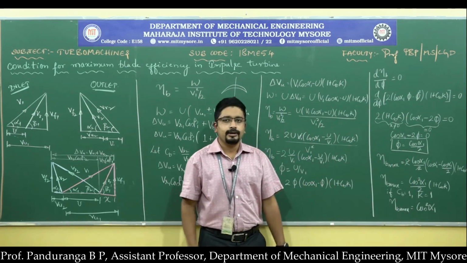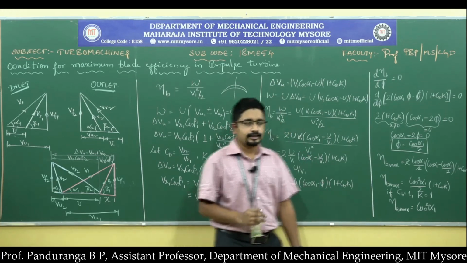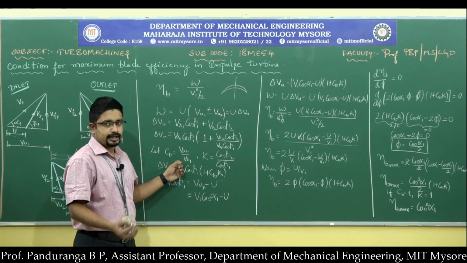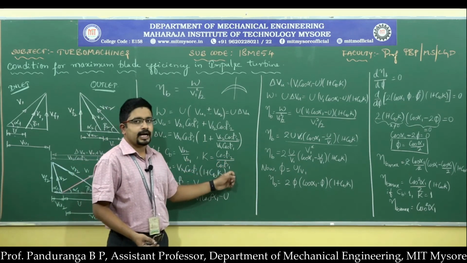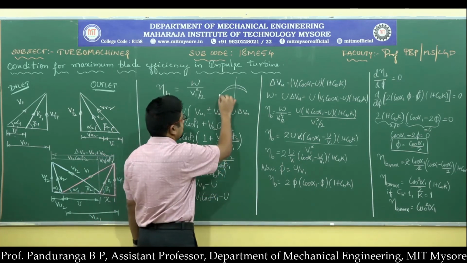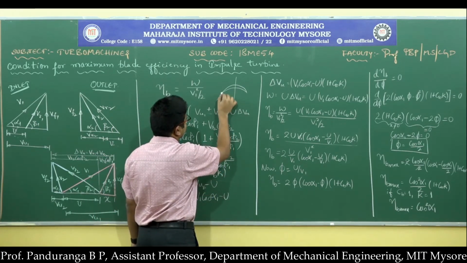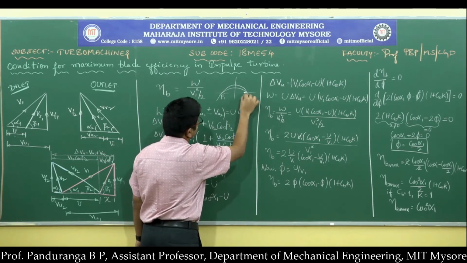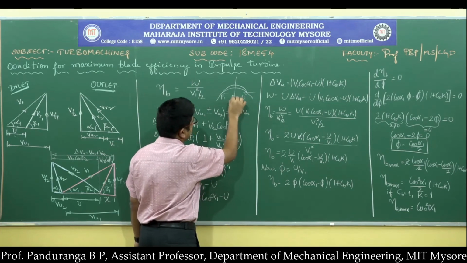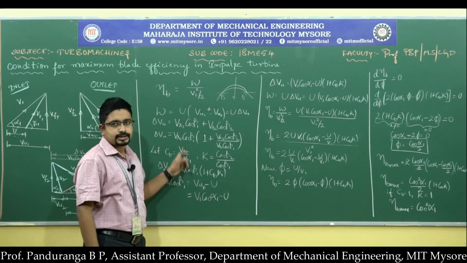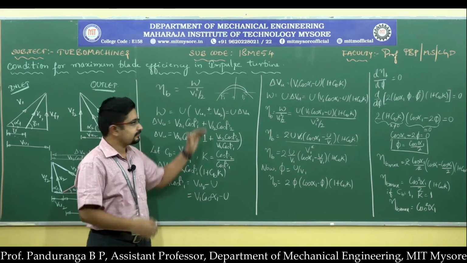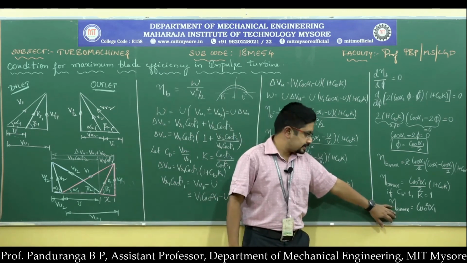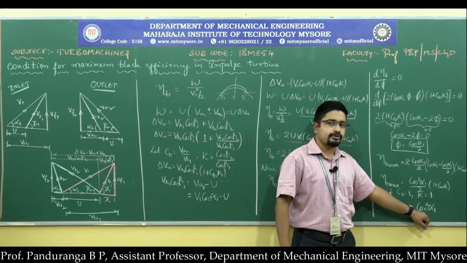So this is the condition for maximum blade efficiency when you don't consider any losses, you don't consider fluid friction or any losses, and if the blades have the same inlet and outlet angle, that is, at the inlet they will have beta 1, and at the outlet they will have the same angle beta 2. If these two are equal and if there are no losses in the fluid flow as the fluid is passing over the moving blade, then the condition for maximum blade efficiency is eta b max equal to cos square alpha 1.